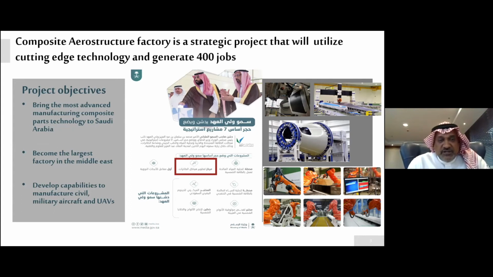The second machine is the ATL, automated tape layup machine. This machine is capable of making up to 9 meter wing size skin. Also, there are other tools that we can use to manufacture spars and other structural parts in the factory.